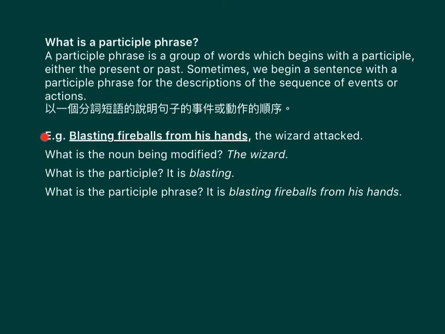Here's an example. Look at this sentence. Blasting fireballs from his hands, the wizard attacked. Question. What is the noun being modified? Is the word wizard. What is the participle? Is the word blasting. What is the participle phrase? This is the participle phrase. Blasting fireballs from his hands.